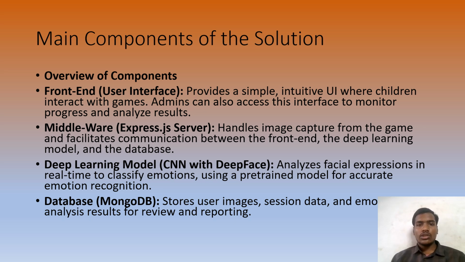Front end, that is the user interface. It is a simple user interface where children interact with games, and admins can also access this interface to monitor progress and analyze results. Middleware, that is the Express.js server. It handles the image capture from the game and facilitates communication between the front end and the deep learning model, and also with the database.